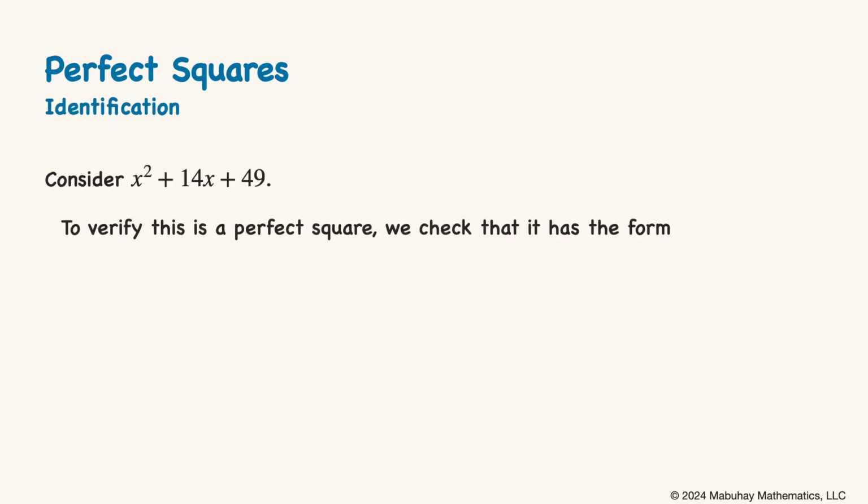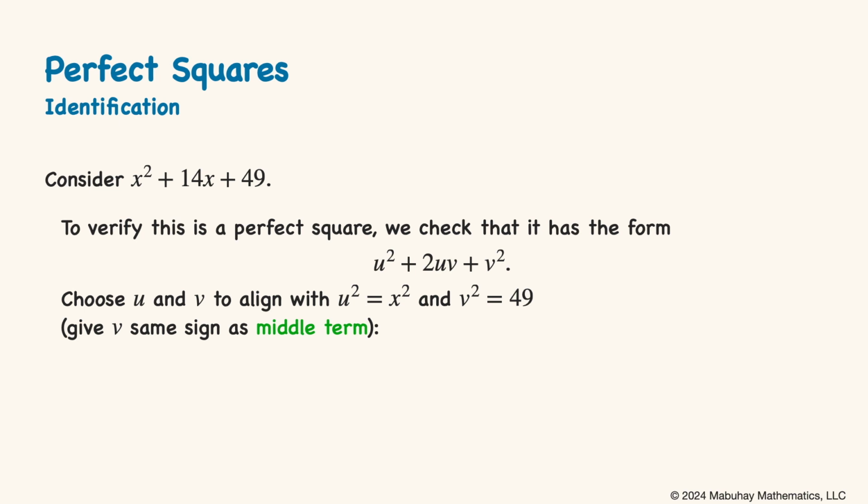We want to verify that this is a perfect square. And just like last time, in the process, we'll get all the pieces that we need for the factorization. We're checking against this form, u squared plus 2uv plus v squared, and we need u and v to align with u squared equals x squared and v squared equals 49. In this example, it doesn't have a huge impact, but we can also take a convention that the sign of the linear term, the middle term, will go with v. So let's take u equals x and v equals positive 7. Square both of them to verify that we get u squared equals x squared and v squared equals 49.